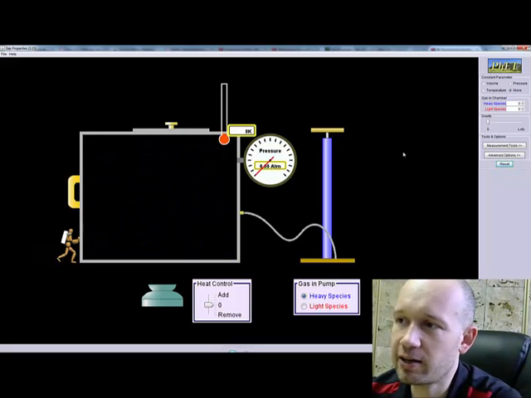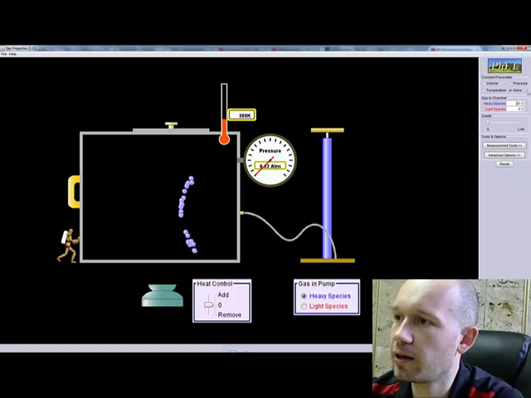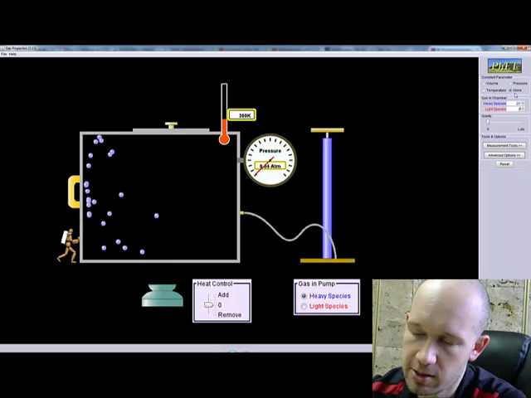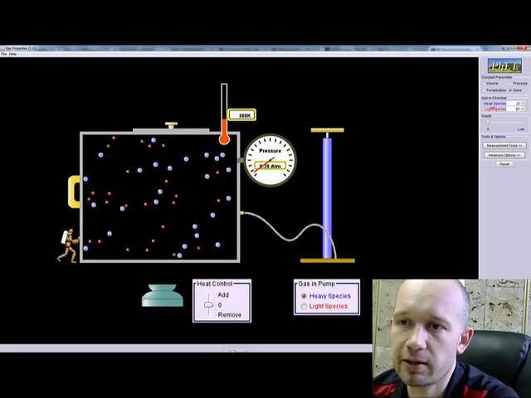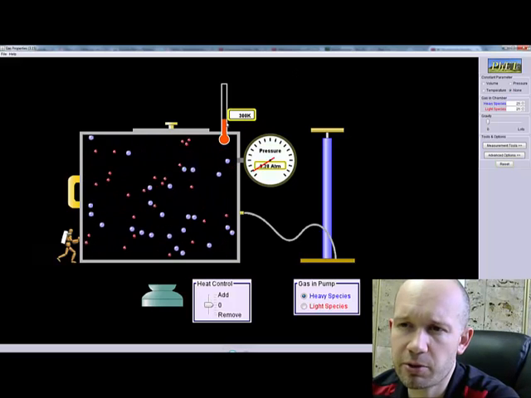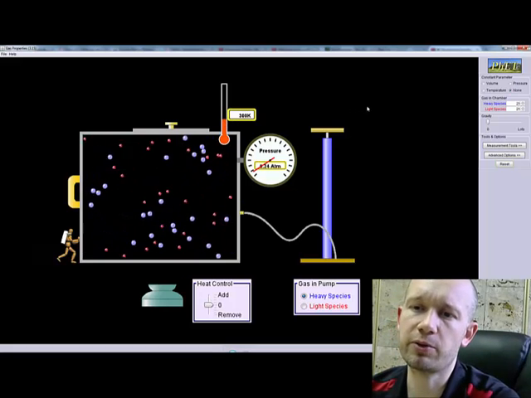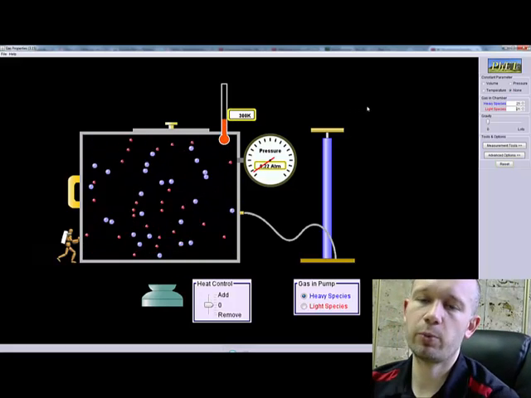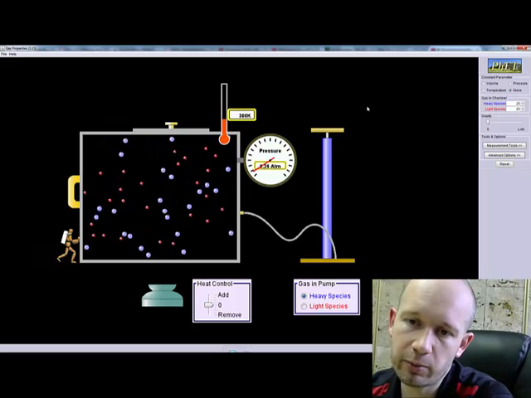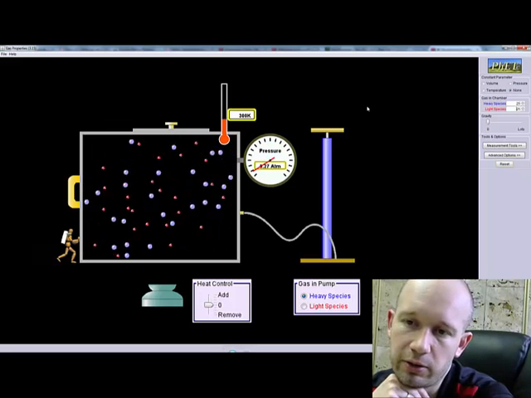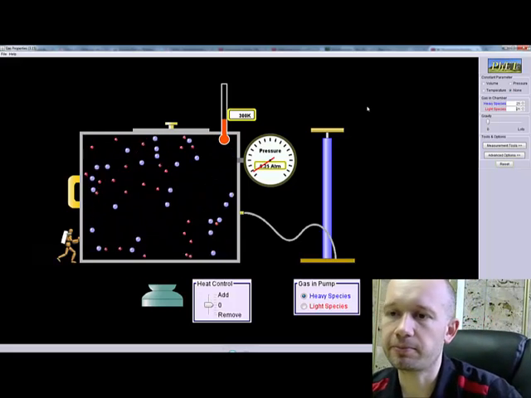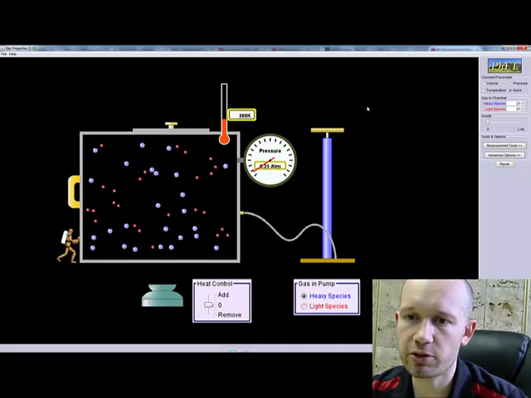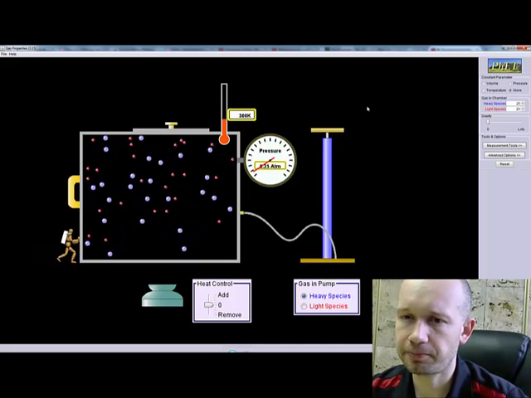So let's reset this again, and let's now put in 25 heavy species and 25 light species, light gas molecules. So again, we have the same number of molecules inside. I haven't checked the temperature previously. Now it's showing 300 kelvins. I think it was 300 previously as well. Again, we didn't change the size of the container, and we didn't apply any heat or ice. So the kinetic energy of these molecules is at the default settings. We just changed the type of the molecules inside.